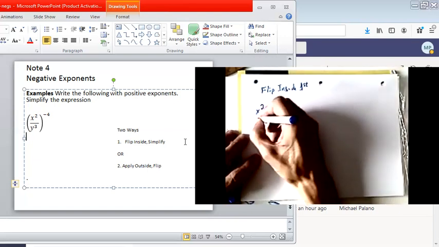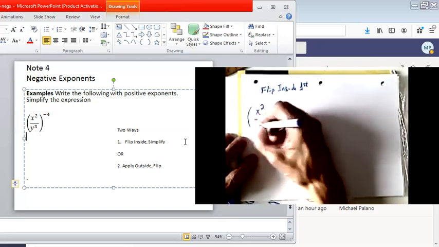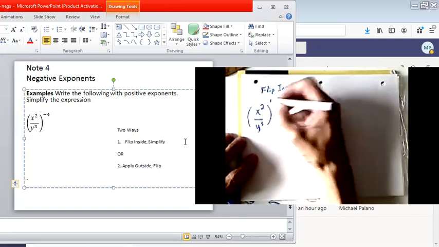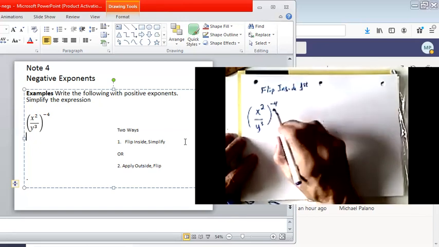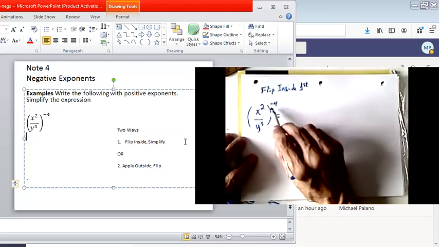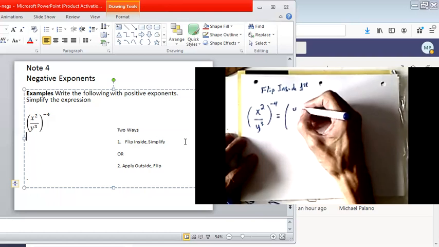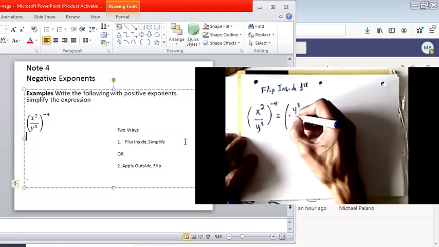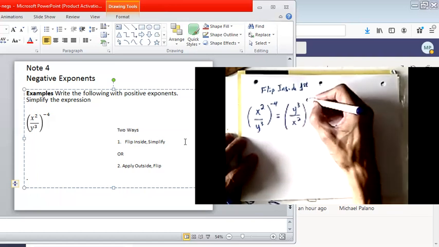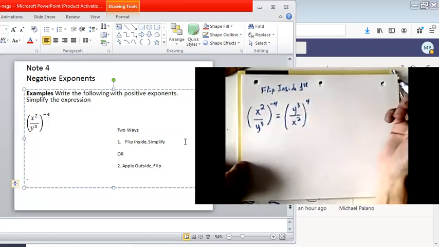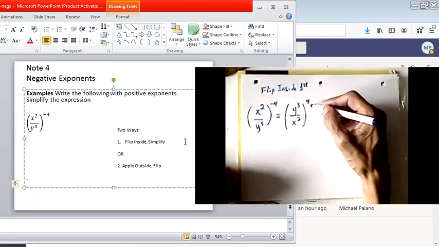So we have x to the power of 2 over y to the power of 3, like this. Now it's a negative up here to start with, a negative 4. But when we flip the inside upside down, the exponent becomes a plus 4 now. That's our new rule from earlier today.